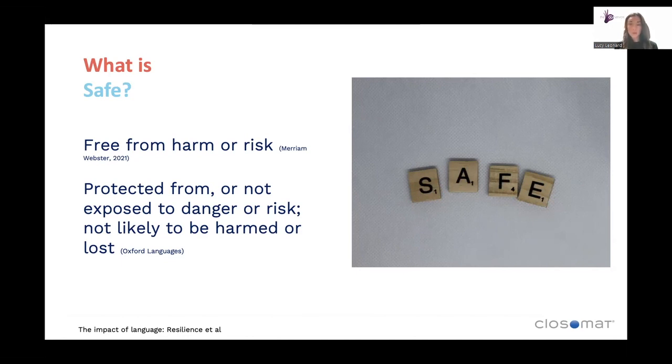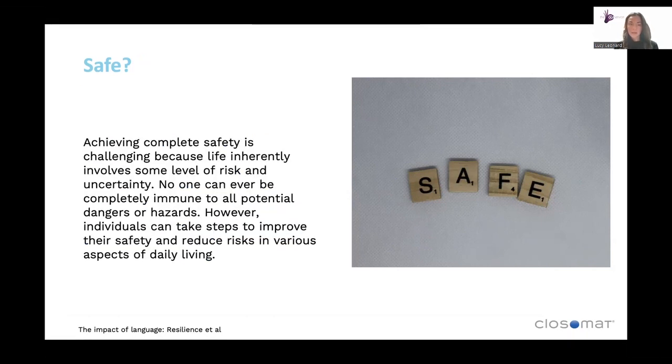But actually, I don't think there's much thought going into that word safe, because I don't think anybody, regardless of whether they have a health challenge, an injury, or an illness, can ever be safe in what they do. And actually, I think what occupational therapists are brilliant at is managing risk and encouraging positive risk taking. Achieving complete safety is really, really challenging, because life just involves a level of risk and uncertainty. And absolutely nobody can ever be completely immune to all hazards and risks.